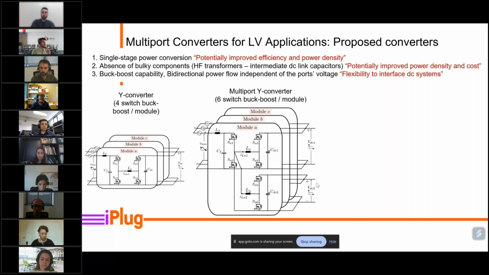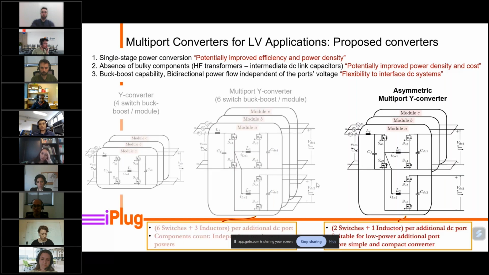And with this, in a symmetric way, we extend the topology to multiport. We use 6 switches and 3 inductors for each extra DC port. We also proposed a multiport converter in an asymmetric way, so we only use 2 switches and a single inductor to interface the extra DC port.